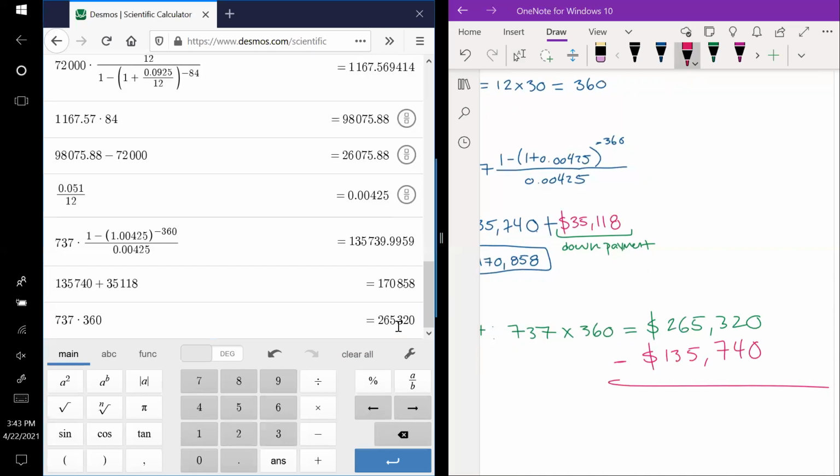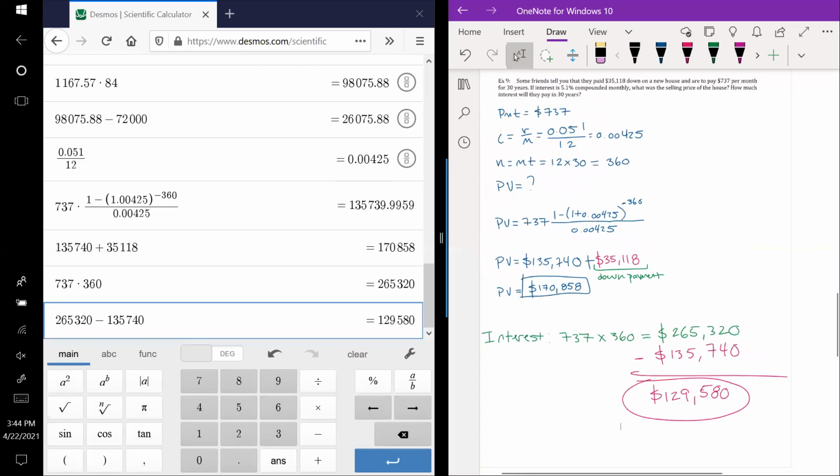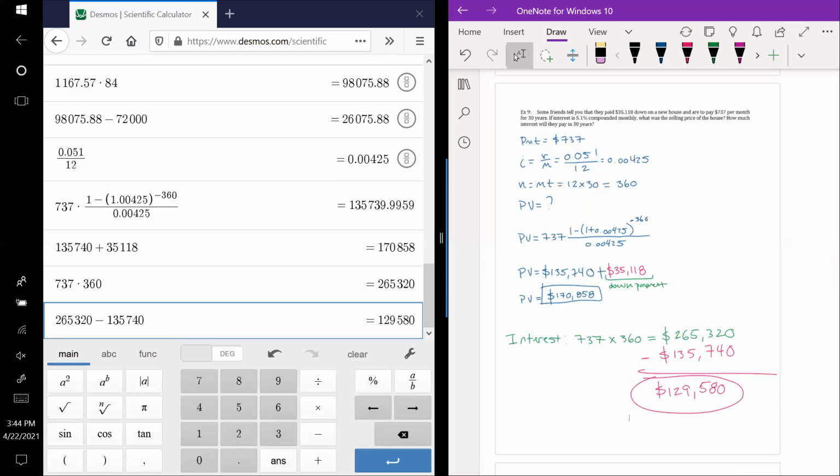And 265,320 minus 135,740, we will pay in interest $129,580. Interest is just the worst when you're borrowing money, but interest is the best when you're investing. Okay, cool. Any questions on that one?